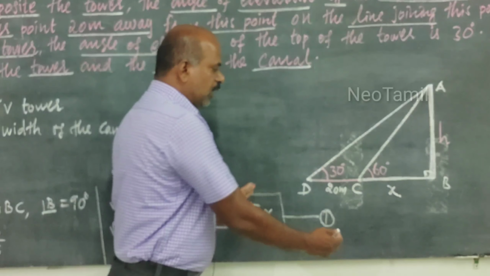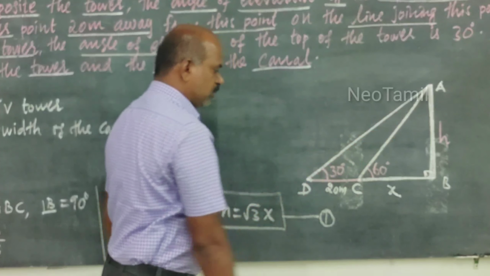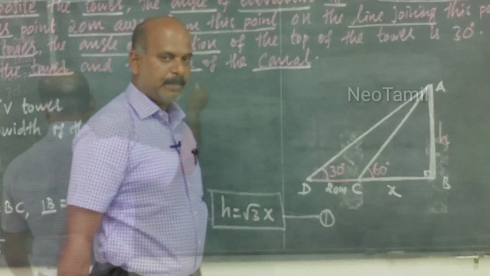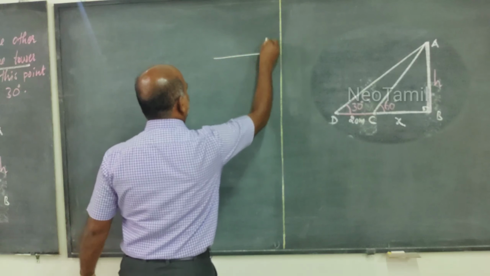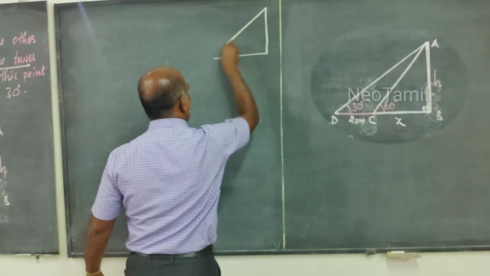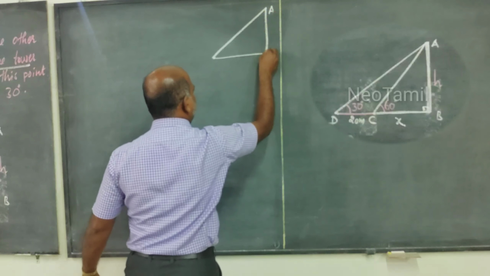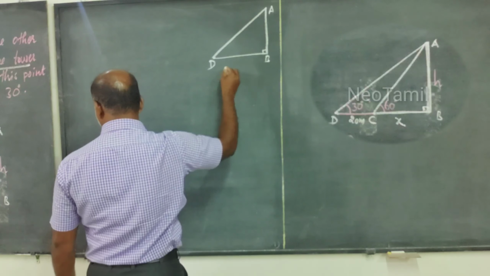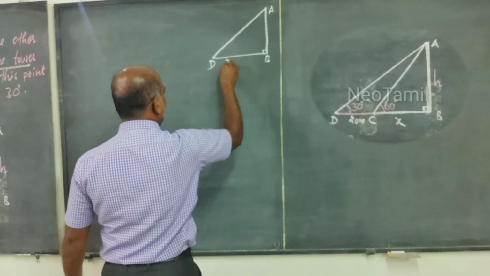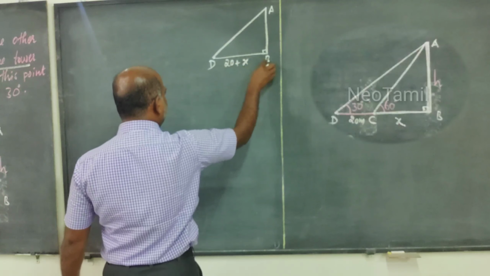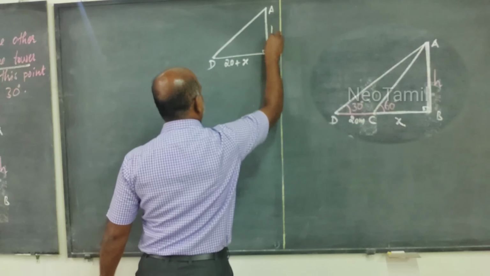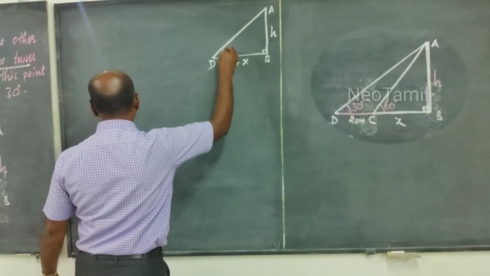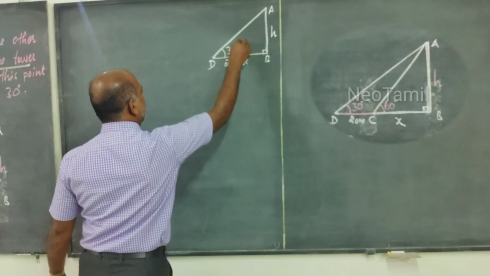So, next I want to take another right-angled triangle, that is the whole triangle. The whole triangle is ABD. The whole triangle is like this. This is A, this 90 degrees is B, and this is D. Now, from the figure, length of BD is 20 plus X, length of AB is H. Again, the angle of elevation is 30 degrees.